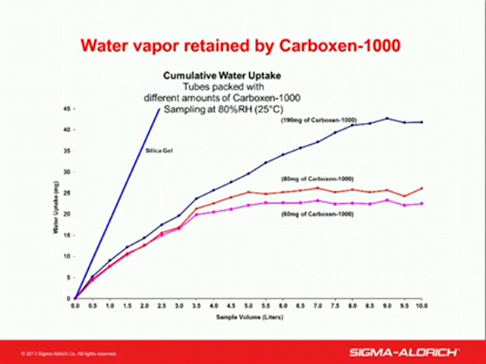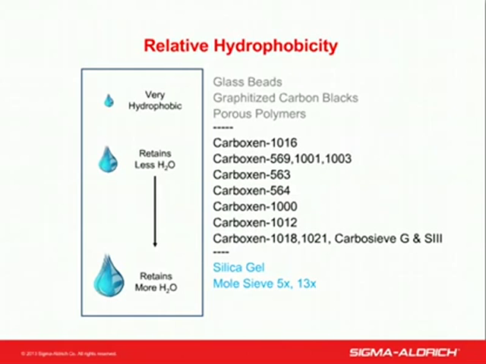So notice how the amount of water retained by the Carboxen 1000 begins to level out compared to the silica gel that continues to retain more water as more air is collected. This chart shows the relative hydrophobicity of the adsorbents I've covered today, with glass beads being the most hydrophobic and the most hydrophilic being the silica gels and molecular sieves. The carbon molecular sieves are kind of in the middle, and if we're sampling any amount of humidity, this will always require some kind of dry purge.